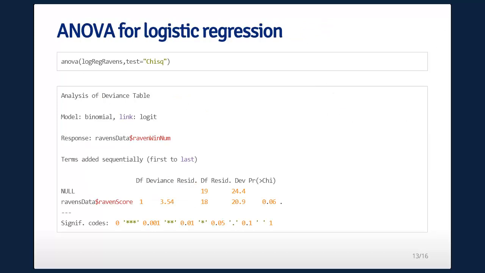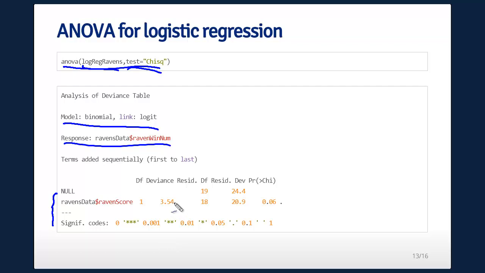Okay, so the ANOVA function works for GLMs. If you do ANOVA of the fitted model, and this test equals chi-squared, we'll describe that in a minute. It gives you the model, in this case binomial, link is logit, tells you what your response was, and then if you fit multiple models, just like with linear models, it adds them sequentially. Ideally, you're doing this with nested models.